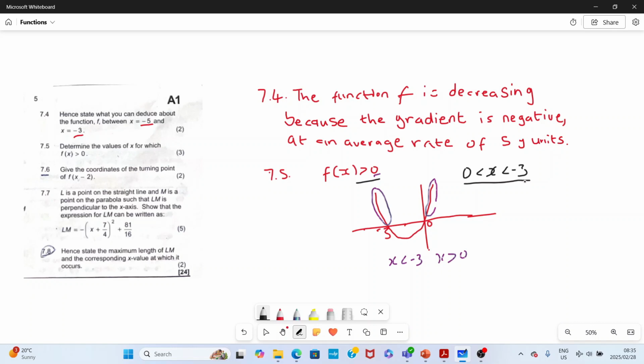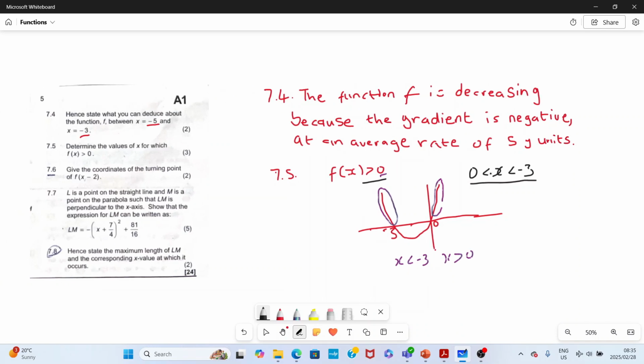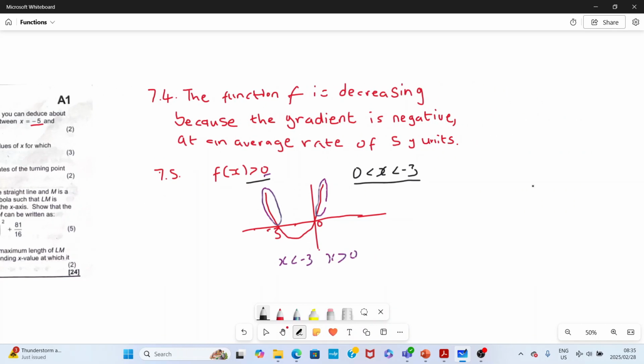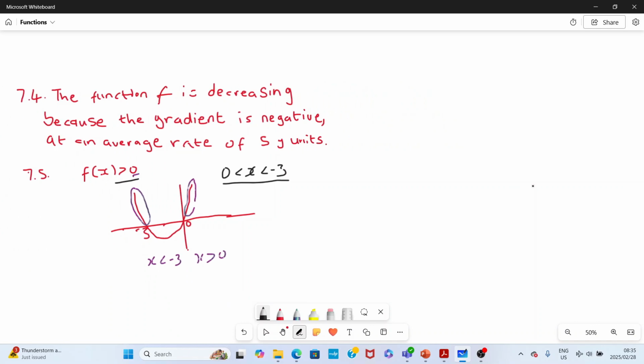7.6. Give the coordinates of the turning point of f of x minus 2. Let's do this one. So we need the function of f of x. Let me see if I still have the function of f of x. The function of f of x was given by, let me do this.